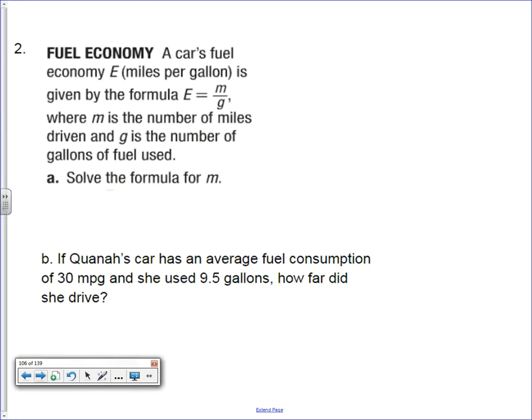Okay, number 2, we're talking about fuel economy. A car's fuel economy, or miles per gallon, is given by the formula E equals m over g, where m is the number of miles driven and g is the number of gallons of fuel used. Solve the formula for m. Well, if I want to get this m by itself, I got to get rid of the g. So we are going to multiply it. I have E G is equal to M.